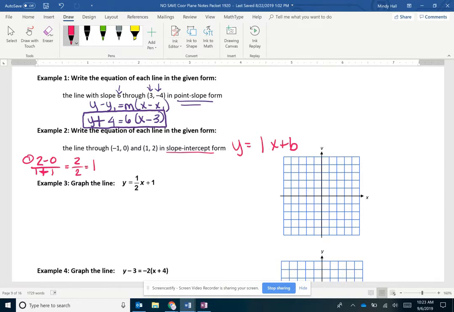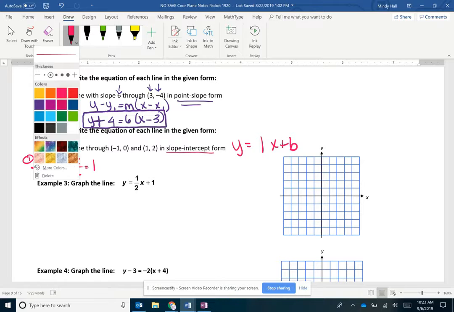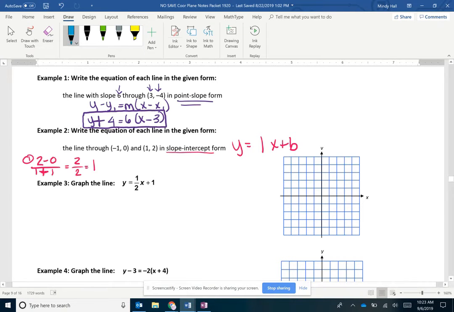Okay, so then to get my b, I am going to use y equals mx plus b, but instead of x and y, I'm going to plug in one of these ordered pairs that I'm given. So personally, for this one, it doesn't really matter. I'll just go and use the (-1, 0). So since it's (-1, 0), the -1 is going to go where the x was.